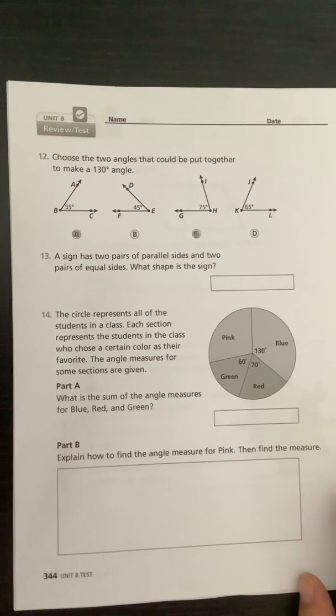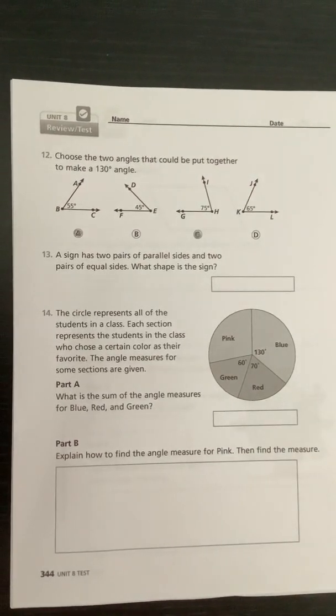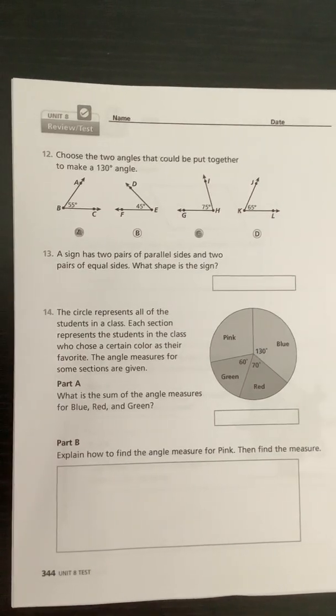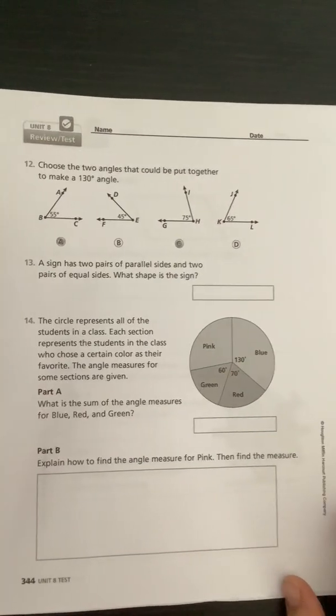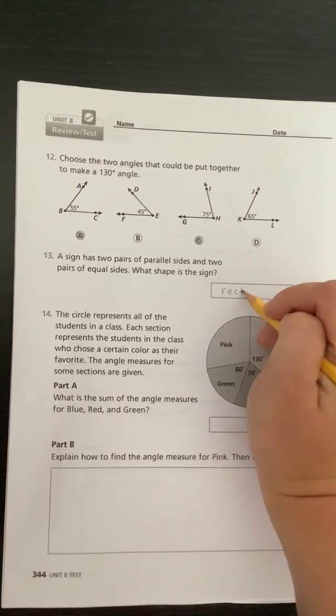All right, number 13. A shape has two pairs of parallel sides and two pairs of equal sides. What is the shape called? So we look at the shape, it is called a rectangle.